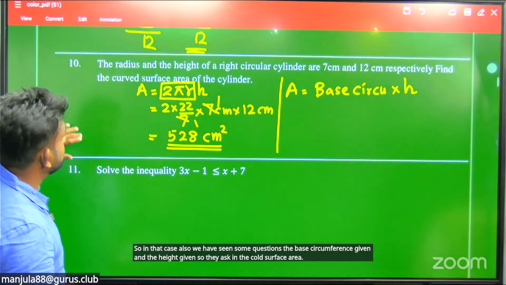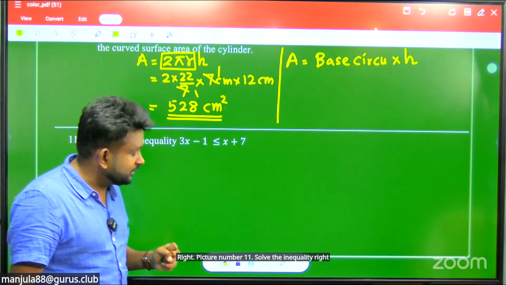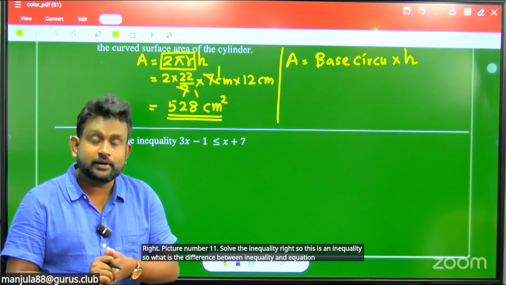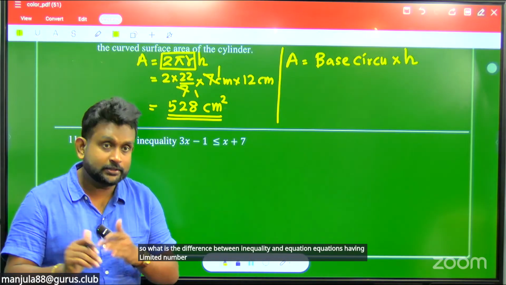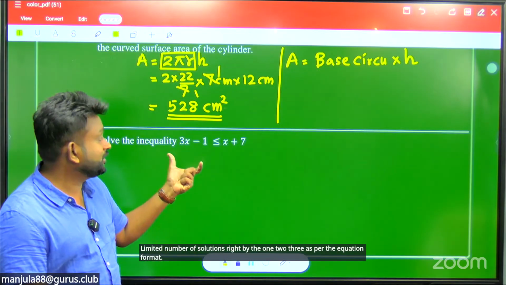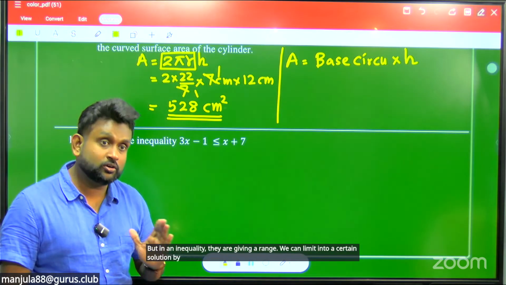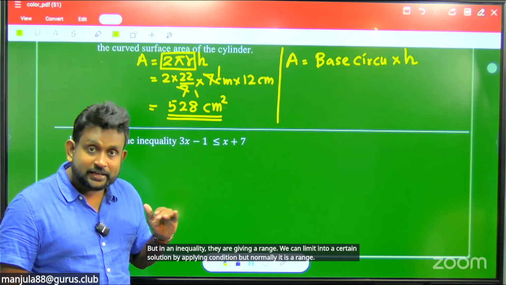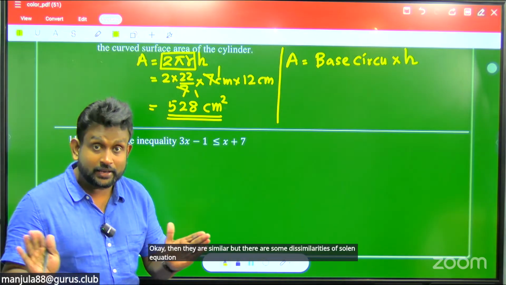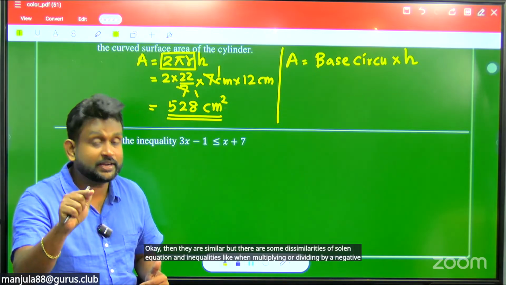Right. Question number 11. Solve the inequality. So this is an inequality. What is the difference between an inequality and an equation? Equations have a limited number of solutions as per the equation format. But in an inequality they are giving a range. We can limit it to a certain solution by applying a condition, but normally it is a range. They are similar, but there are some dissimilarities in solving equations and inequalities, like when multiplying or dividing by a negative value, the sign of the inequality has to be changed.